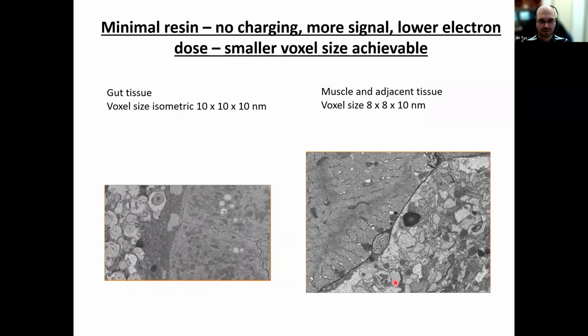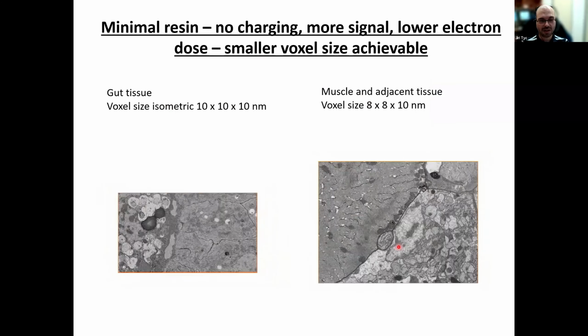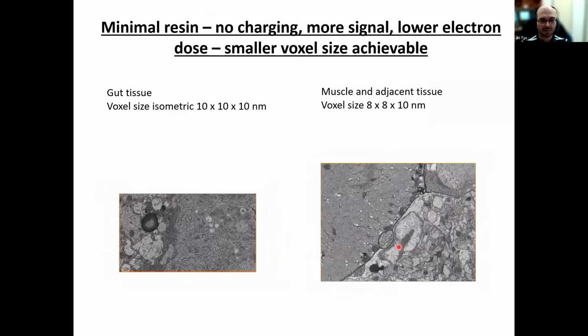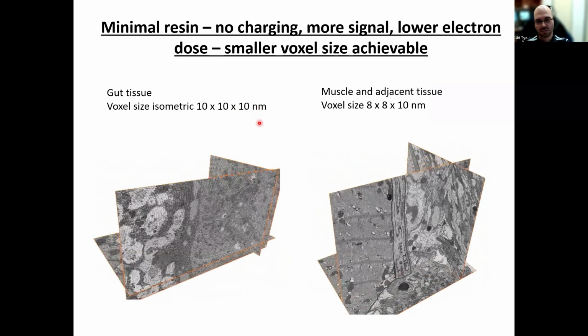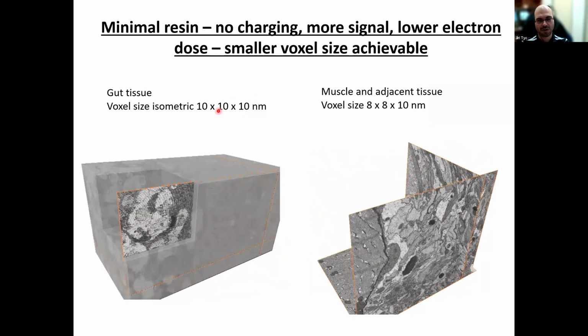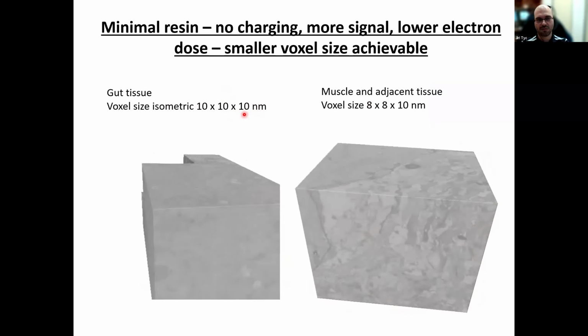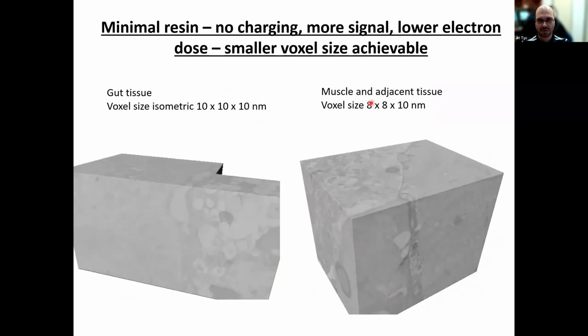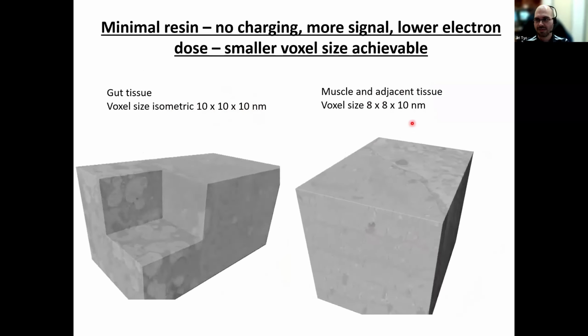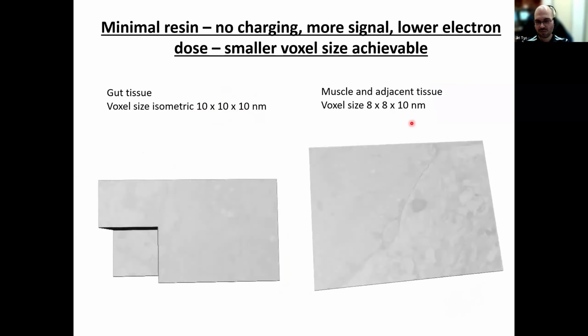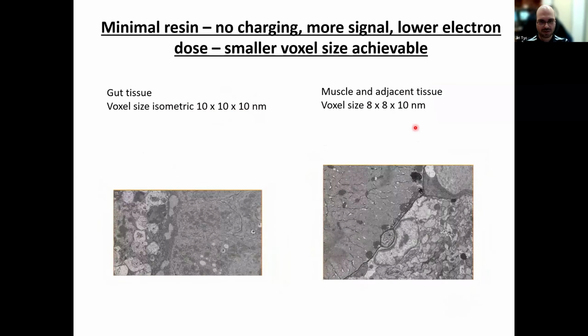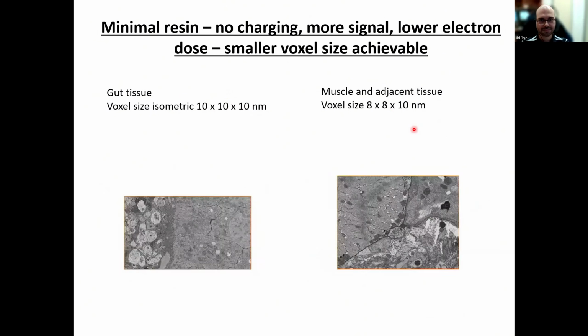And because the imaging condition was much better, we were able to even use the multi-beam deconvolution. Normally the physical limit for cutting with a knife is around 25 nanometers. That's what people achieved in the past. Here with the multi-beam deconvolution, we are able to achieve isometric voxels, like 10 by 10 by 10, or even 8 by 8 by 10, which for a serial block face, I would say is really good.